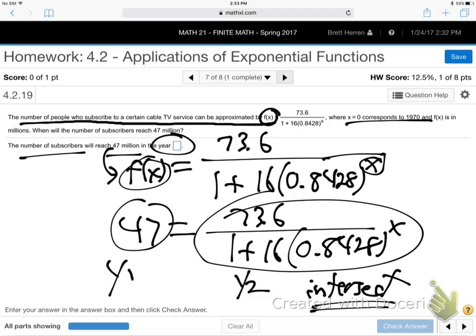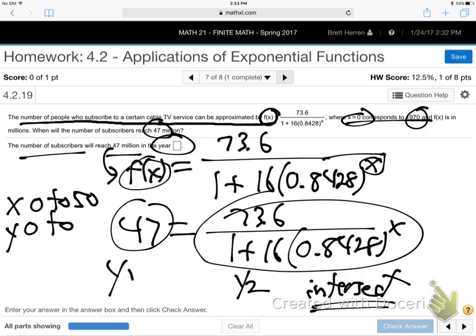The x is the year. How many years are we talking about? I don't know. 0 is 1970, so maybe go from 0 to 50 at most, probably. 100 if you really want to go crazy. Y, 0 to, and what's Y, subscribers? I'm looking at 47 million, and they're going up from there, huh?